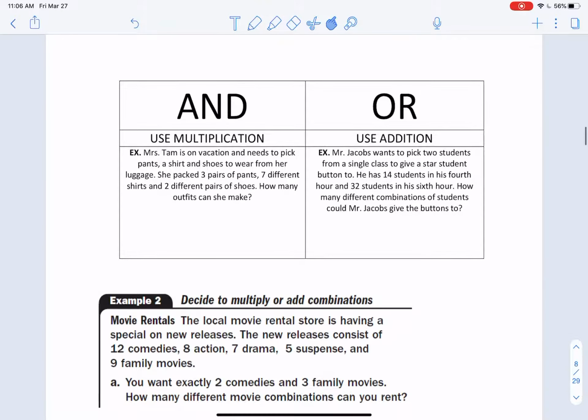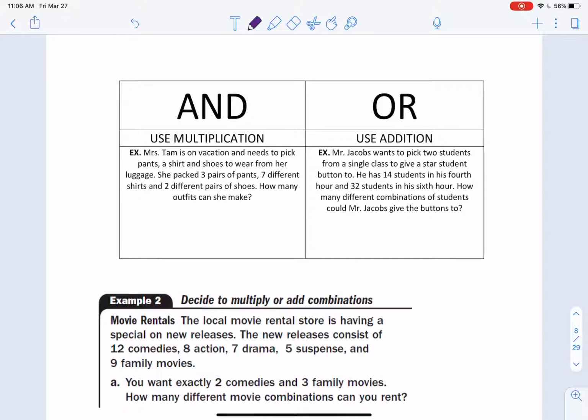All right, next page. So, and and or. There are words that we need to look out for when we're solving problems, especially in these word problems, so you kind of know what to do. If you see the word and, that means we're going to be using multiplication. And if you see the word or, you have to think about addition.